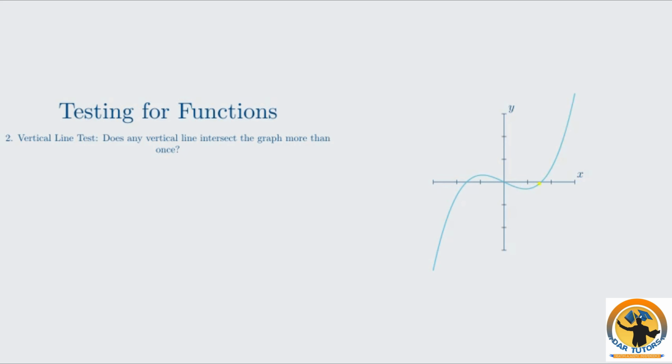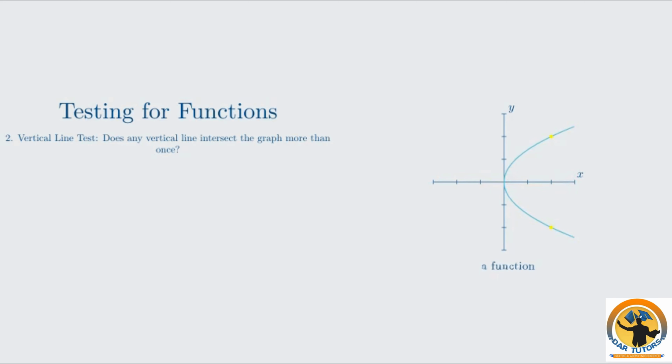Consider this graph. If we draw any vertical line, it will only ever cross the curve once. Therefore, this is a function. Now look at this graph. Again, any vertical line we draw will intersect the curve at most once. This is also a function.